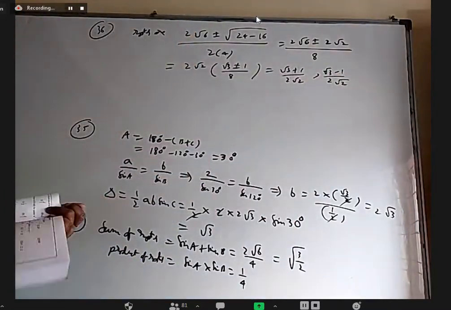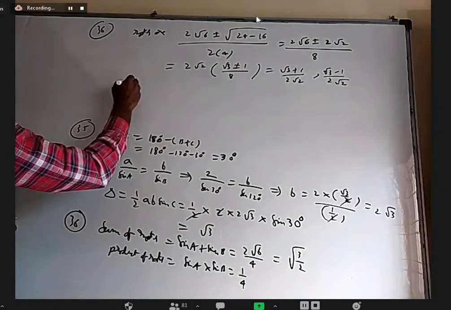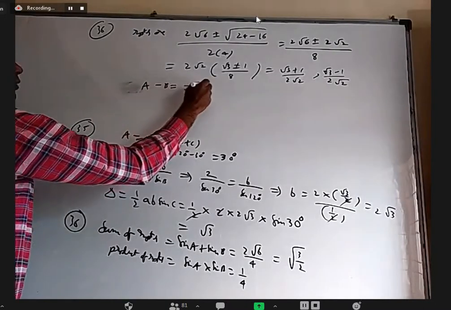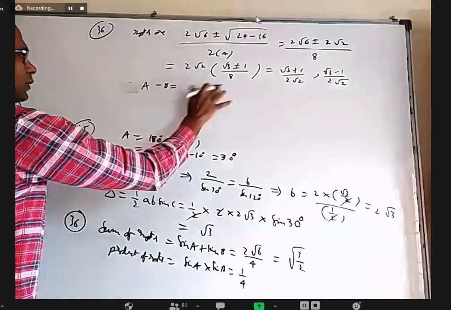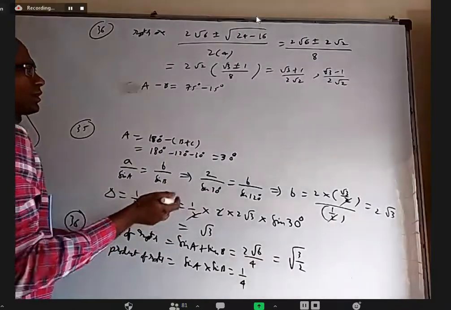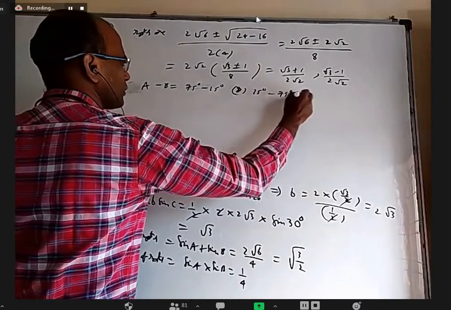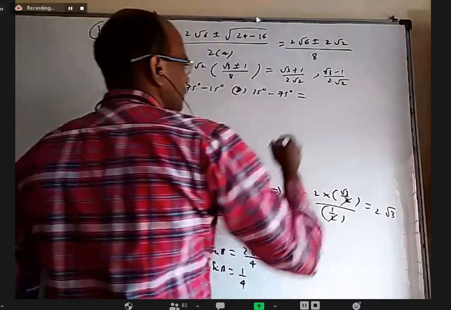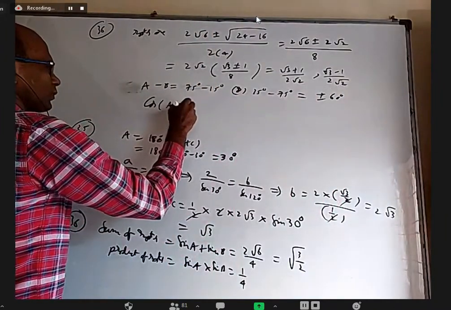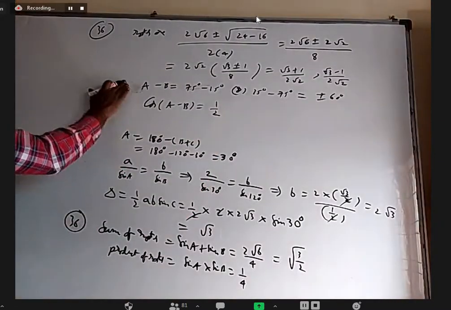So we know they are 15 degrees and 75 degrees. So A minus B is equal to 75 degrees minus 15 degrees, or plus or minus of that, that is plus or minus 60. Cos A minus B equal to half. Whether it is plus 60 or minus 60, cos A minus B is 1 by 2.